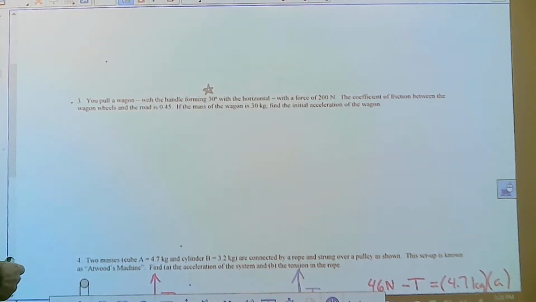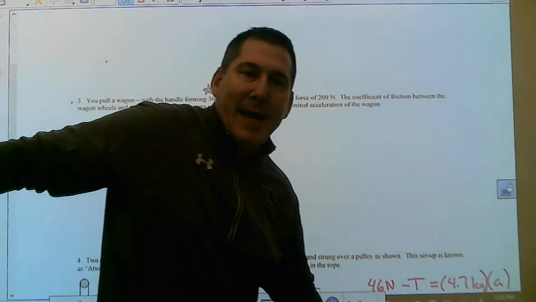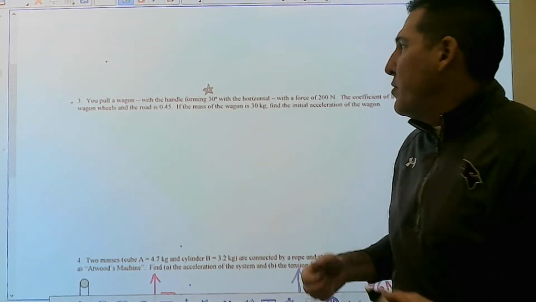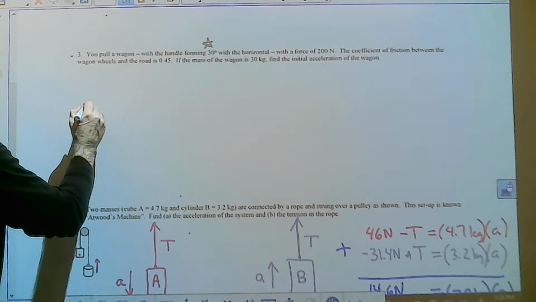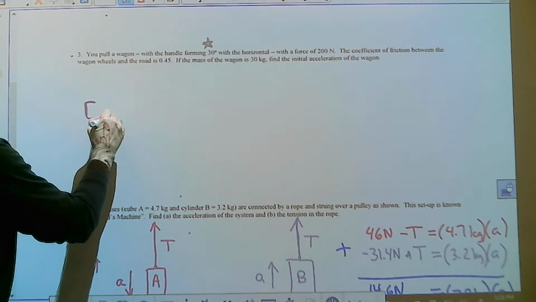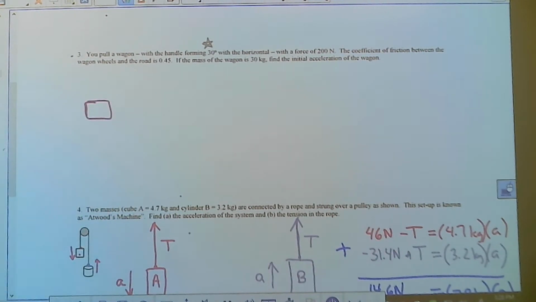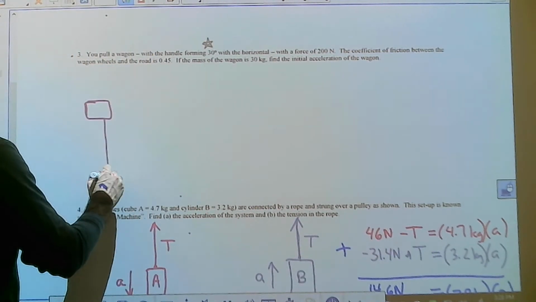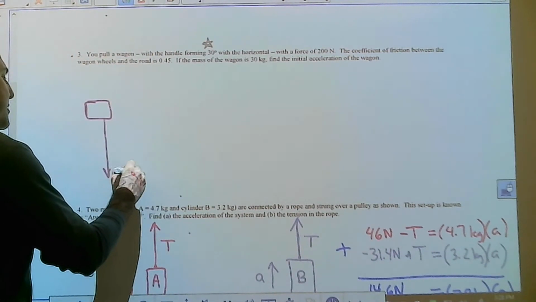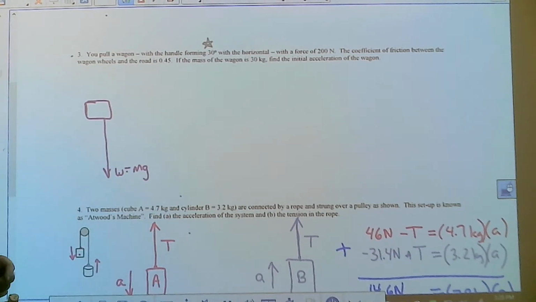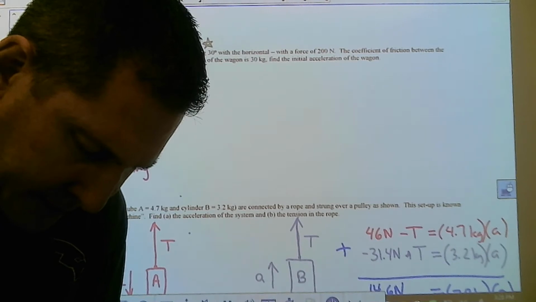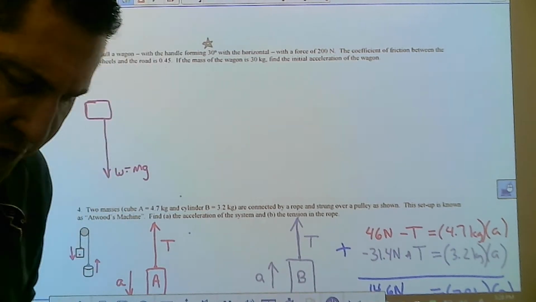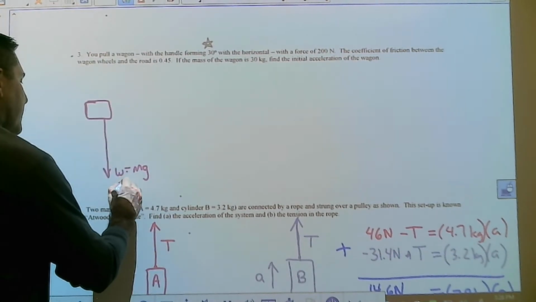All right, so we're pulling our wagon. But we're pulling at an angle. When we're pulling at an angle, things change. But I'll start with a regular free body diagram. There's my wagon. First force you can draw on every single free body diagram is the weight, the force of gravity. W equals mg. I take the mass, 30 kilograms, times 9.8. Get 294 newtons.